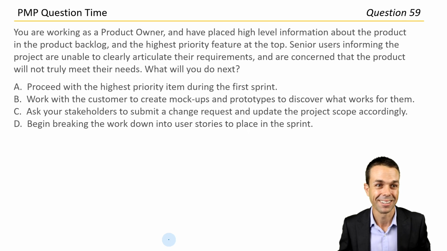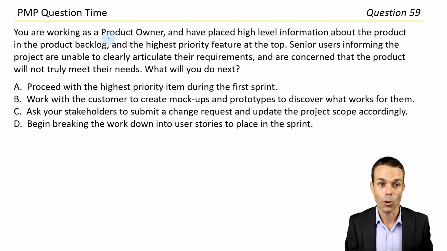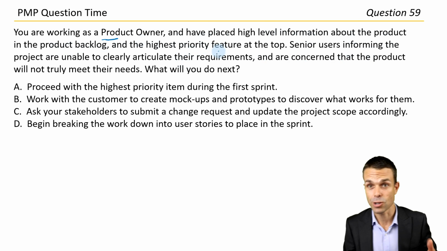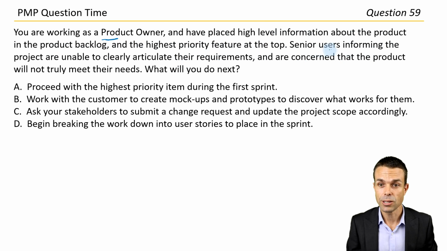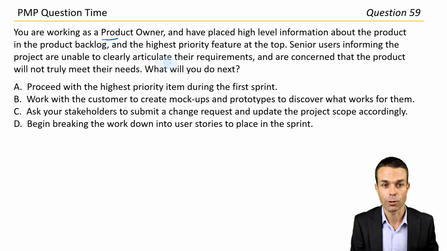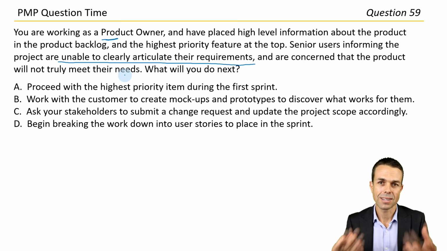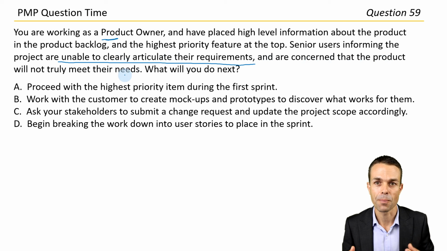You're doing great. You're working as a product owner this time and have placed high-level information about the product in the product backlog. That's good. The highest priority feature is at the top. That's also good. Senior users informing the project are unable to clearly articulate their requirements. Okay, that's a clue. And they're concerned that the product will not truly meet their needs. What will you do next? So how do we articulate requirements better? Let's see.